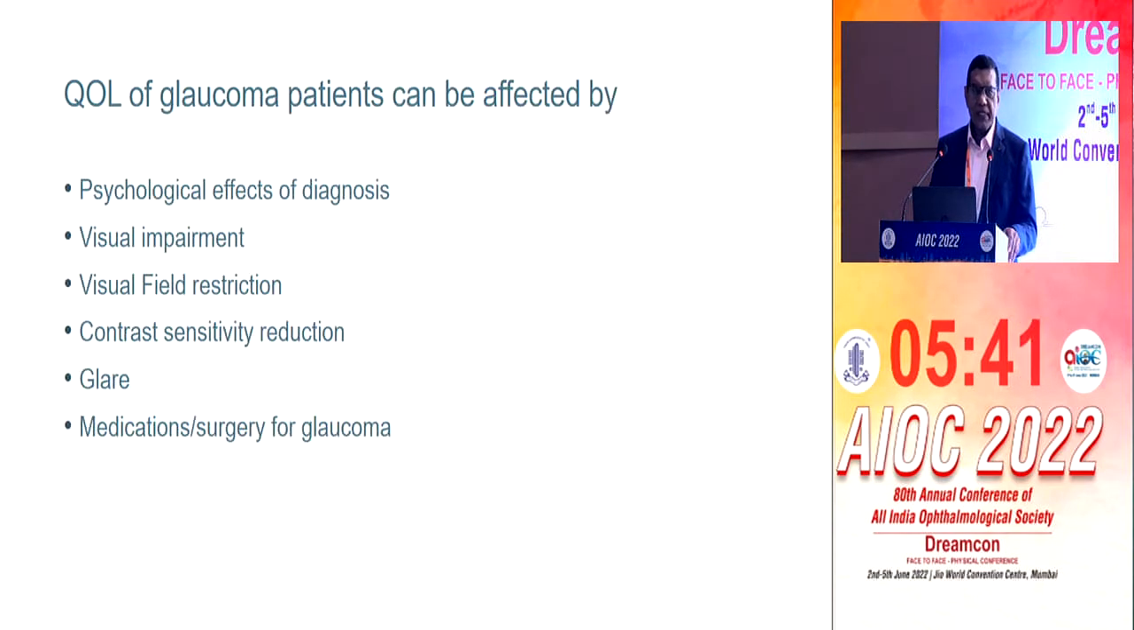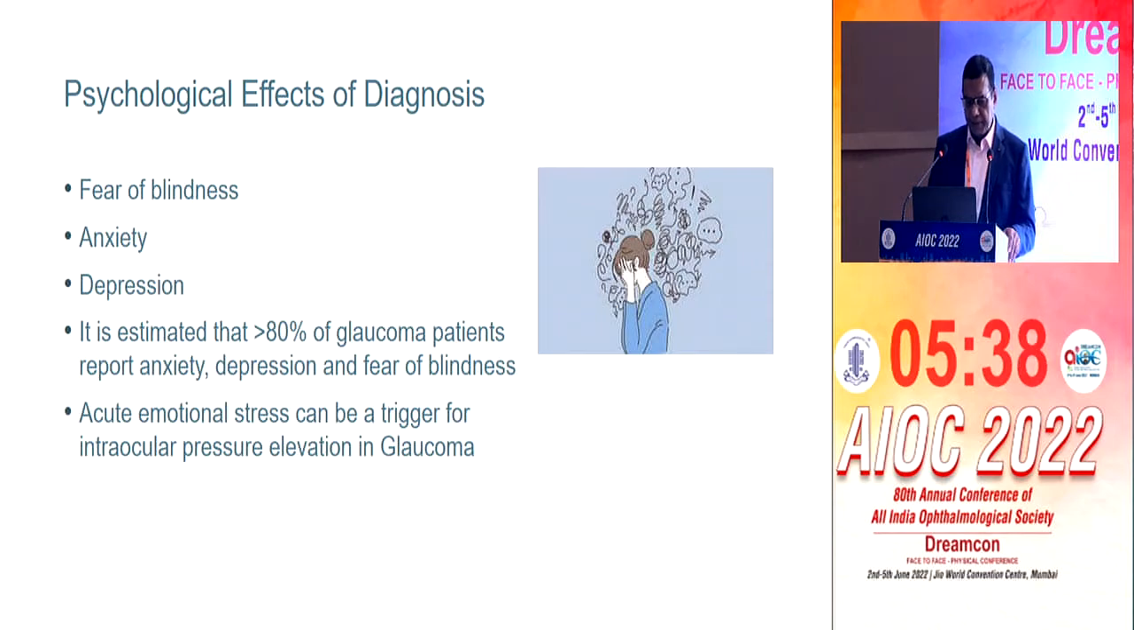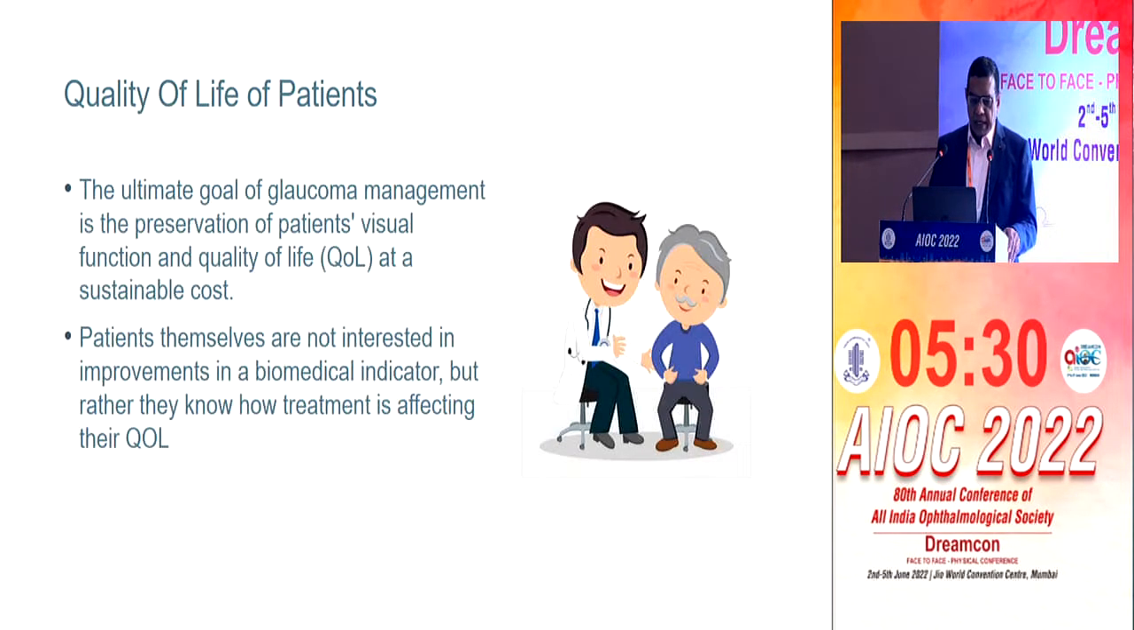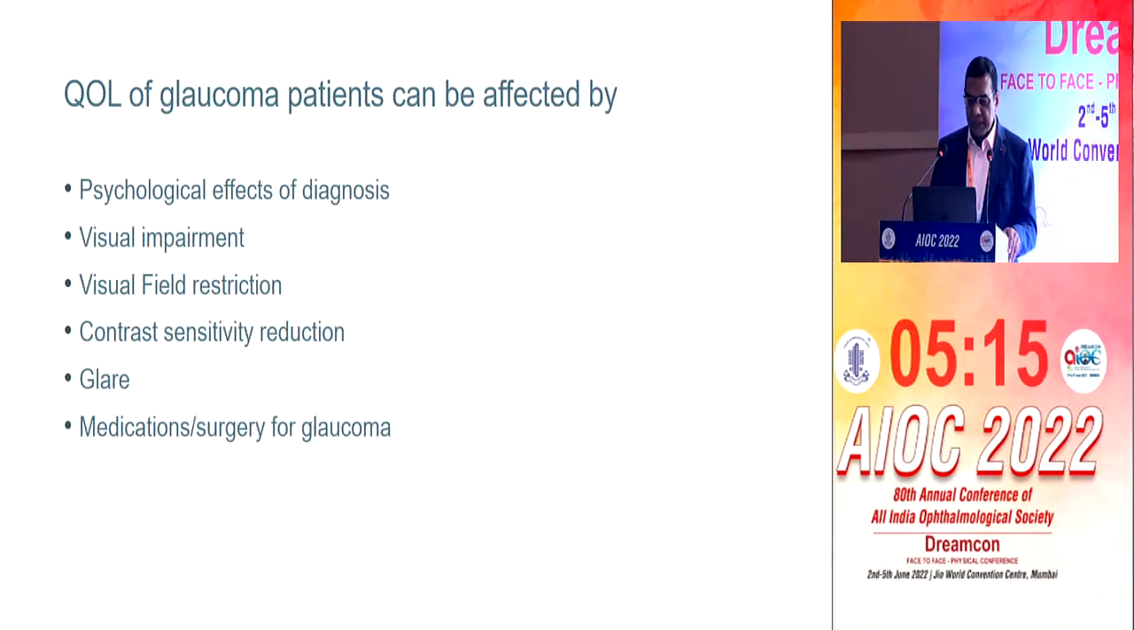So when we diagnose a case of advanced glaucoma and come to quality of life, the quality of life is very, very important, because whether you treat the patient or don't treat the patient, the patient does not have any interest in that. He is interested in his quality of life; the biomedical indicator does not help much. How he is helped, that is important. So quality of life depends mostly on the psychological effect, visual impairment, visual field restriction, contrast sensitivity reduction, glare, and medication or surgery for glaucoma.